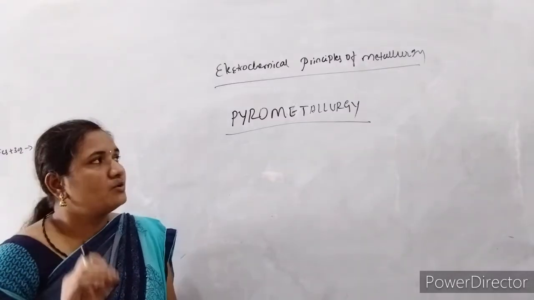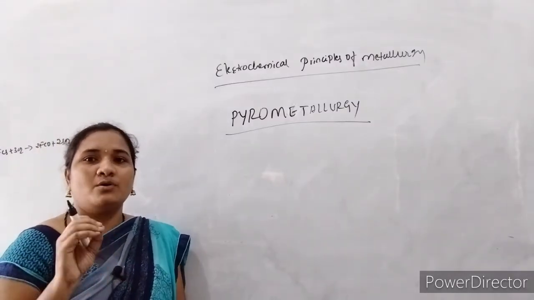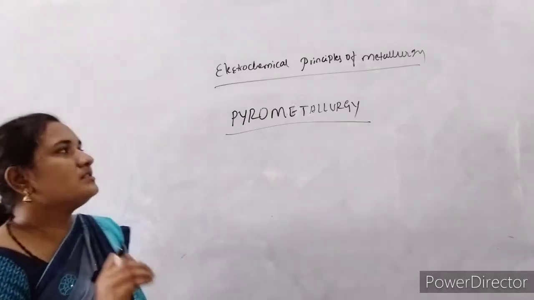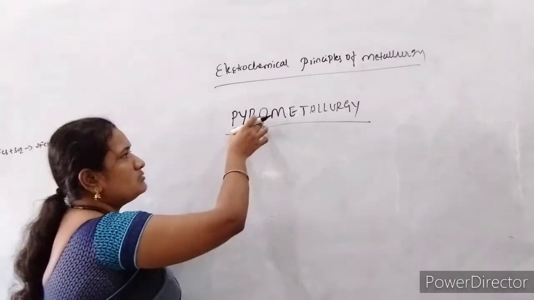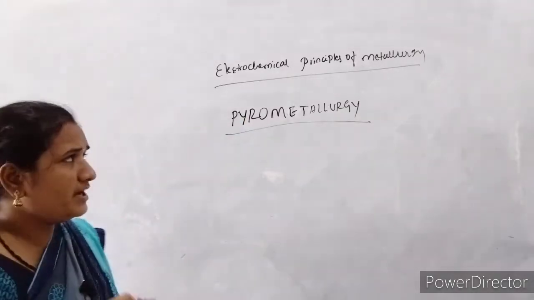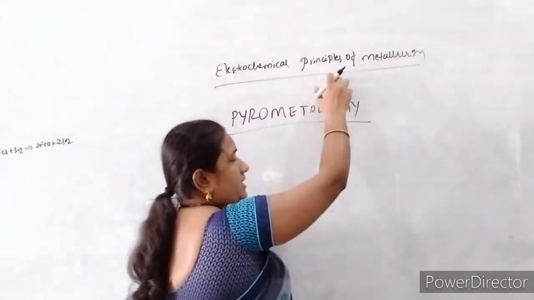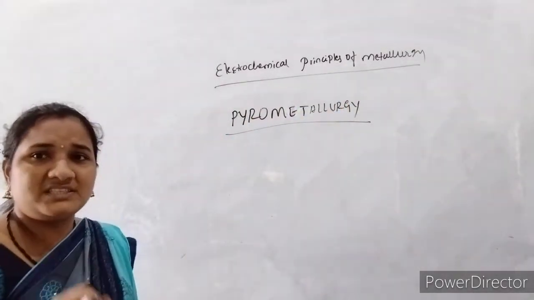So here we are going to extract the metal from the ore by using suitable reagents, reducing agent, with the supply of heat. That is why it is called pyrometallurgy. And for this extraction we are going to apply some electrochemical principles here.